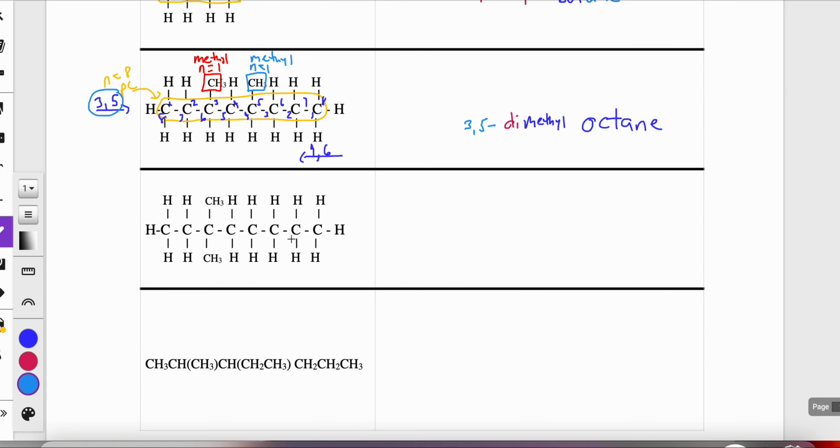So let's take a look at this next example. When we take a look at it, we circle this parent chain. Okay, so that's our parent chain, n equals 8, and we notice that within that parent chain all the bonds are single, so we know that this is octane.